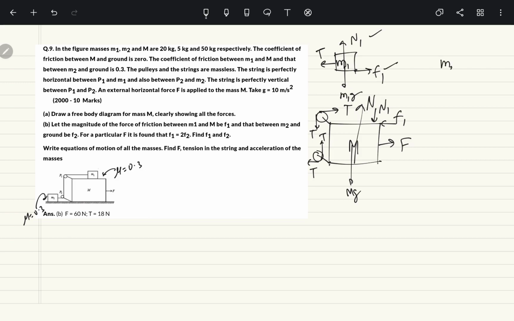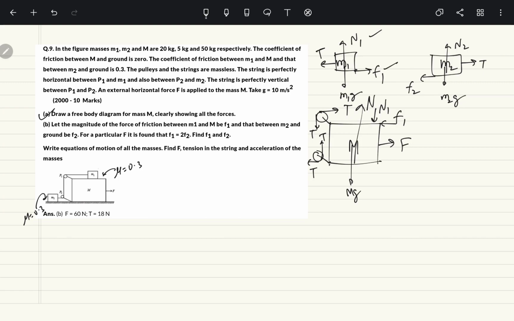And on the m2 block, we have a tension, so it has a tendency to move right, so the friction will be on the left. So m2 and this is m2g. Okay, fine. So these are the forces acting on all the blocks. So I think this is done. Okay, so let's see the B part.